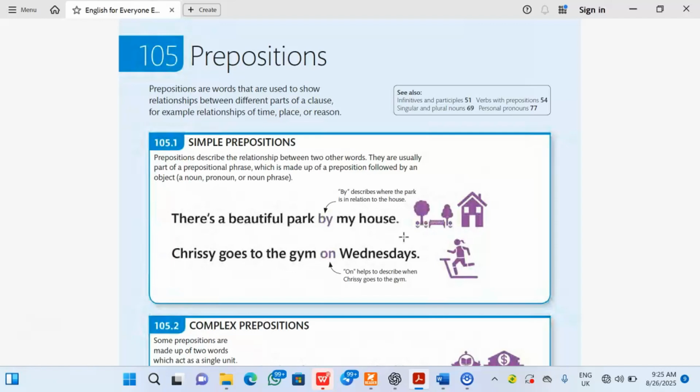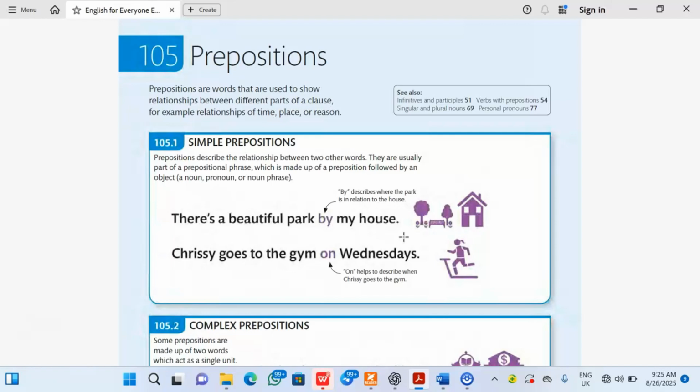It is an important part of speech in the English language. So, what are prepositions? Prepositions are words that are used to show relationships between different parts of a clause. For example, relationship of time, place, or reason. For more simplification, prepositions are words that show relationship between nouns and another part of speech in a sentence. The relationship can be of time, place, or reason.